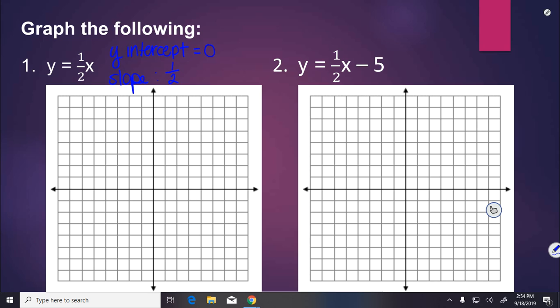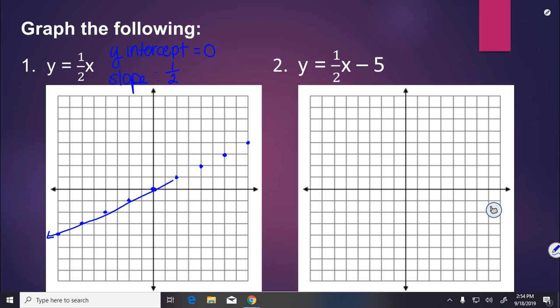So we're going to start our graph at the origin since our y-intercept is 0. And then since the slope is 1/2, we're going to go up 1 unit and right 2 units. Again, up 1 unit and right 2 units, until we reach the end of the graph. Then we're going to follow that pattern in the opposite direction. So instead of going up 1 and right 2, we're going to go down 1 and left 2, repeating until the end. Then we take our straight edge and draw our line through the points.